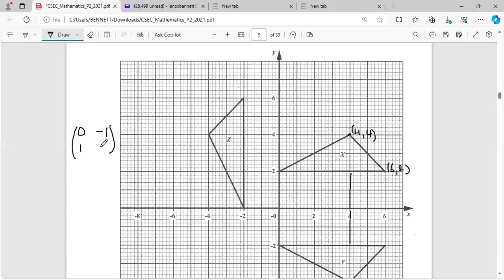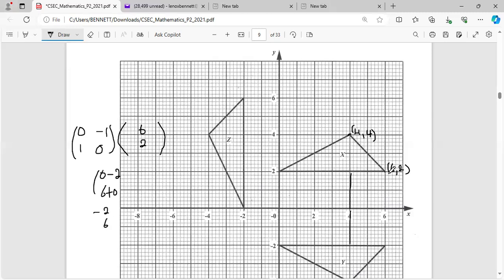There are others. I did a video on all of these already, so I expect you guys to go and try and watch it. We have the 270, the 90, etc. So we just multiply to find the new point. 0 times 6, that's 0. -1 times 2, that's -2, so the top one is going to be -2. 1 times 6, that's 6, plus 0. So the new point would be -2, 6.